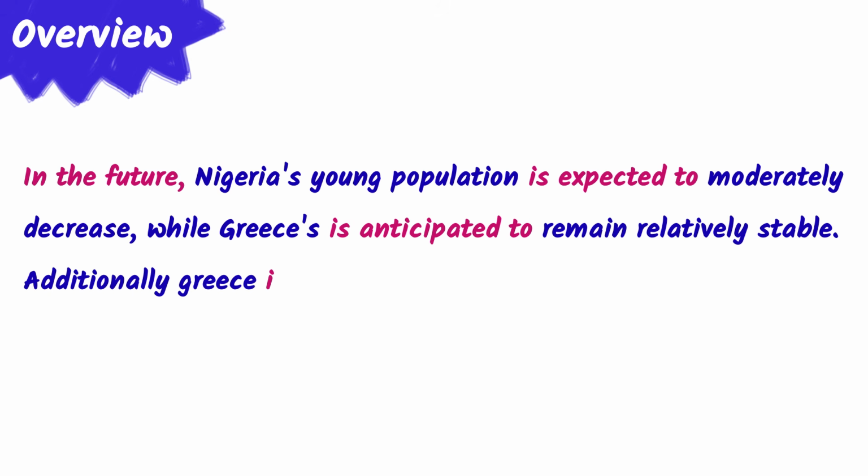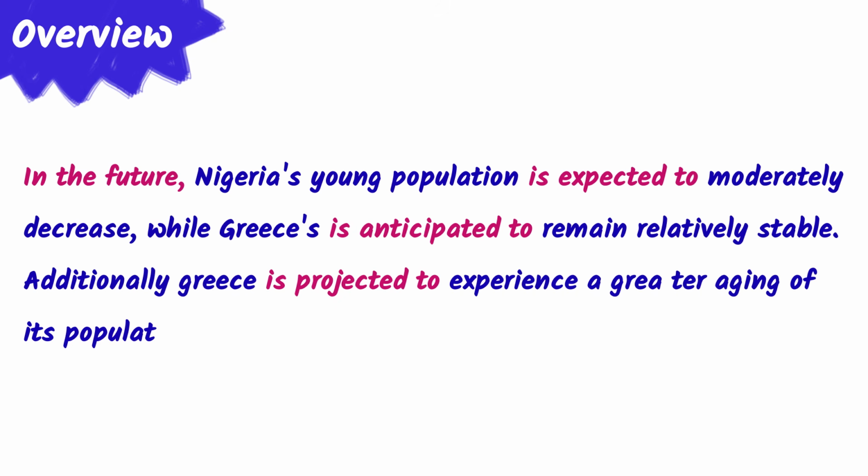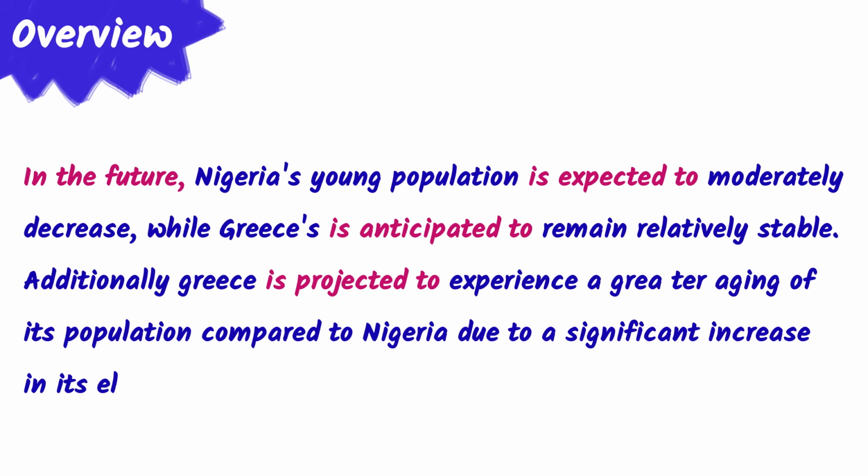Additionally, Greece is projected. So you see how many phrases I use here in order to talk about the future, right? Is projected to experience a greater aging of its population compared to Nigeria due to a significant increase in its elderly population. So this is my overview paragraph in which I've written about the most specific features of both countries and the charts. Now it's time to start writing the first body paragraph.